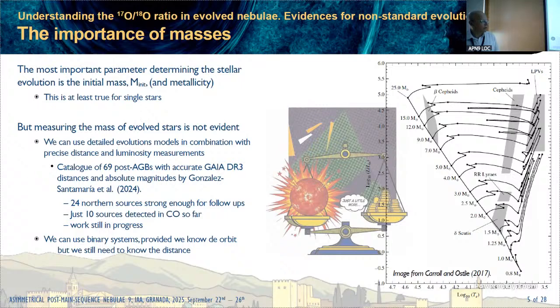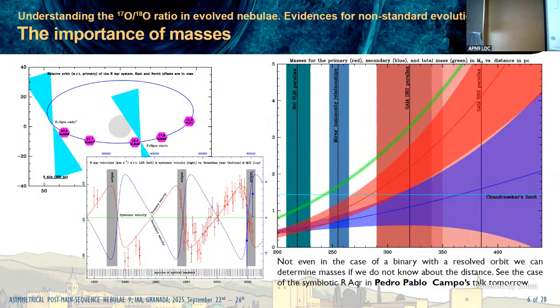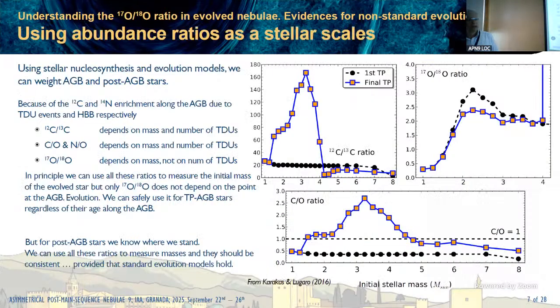We can try to estimate masses from binaries. You need to find the binary, but I just want to point out a talk by my colleague Pedro Pablo Campo, who is going to talk not on post-AGB binary, it's on AR Pup, but you will see the difficulties we have in determining masses even when we know the orbit of the system. So the idea was to rely on stellar evolution models and nucleosynthesis models.